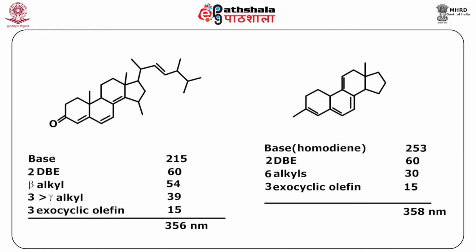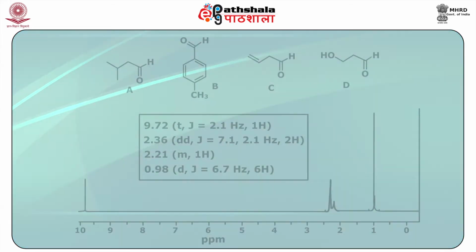We can see two extended double bonds, therefore that gives a value of 60 nanometers. There are 6 alkyl groups at different positions and extensions to the given diene system. So that adds on a value of 30 nanometers, which is 5 nanometers for each of them. 3 exocyclic olefinic systems add another 15 nanometers, making a total of 358 nanometers as the lambda max for the given organic structure.